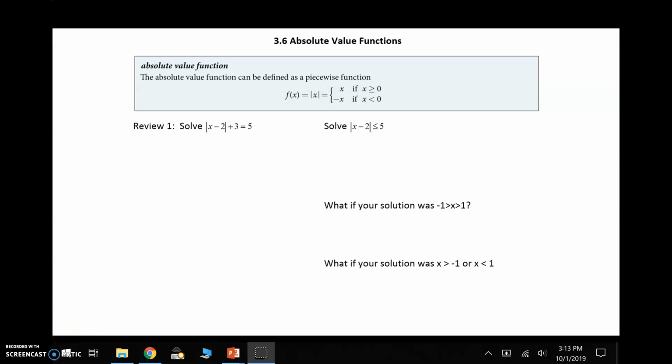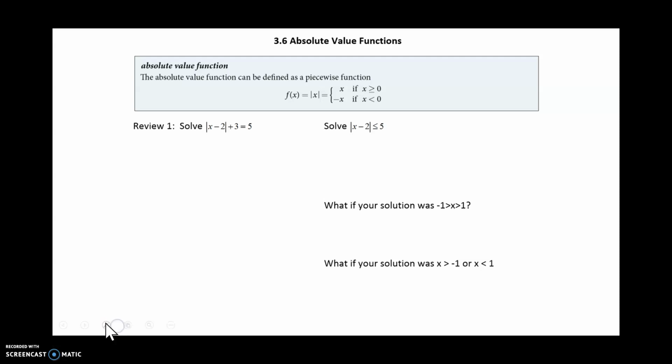All right, we are looking at section 3.6, which is absolute value functions. Now, we have talked a great deal about absolute value already this year. We have looked at solving absolute value equalities and inequalities, but now that we understand piecewise defined functions and we've been exposed to those, we can get a better understanding of the actual definition of absolute value. Absolute value is going to be a piecewise defined function, and here's why.